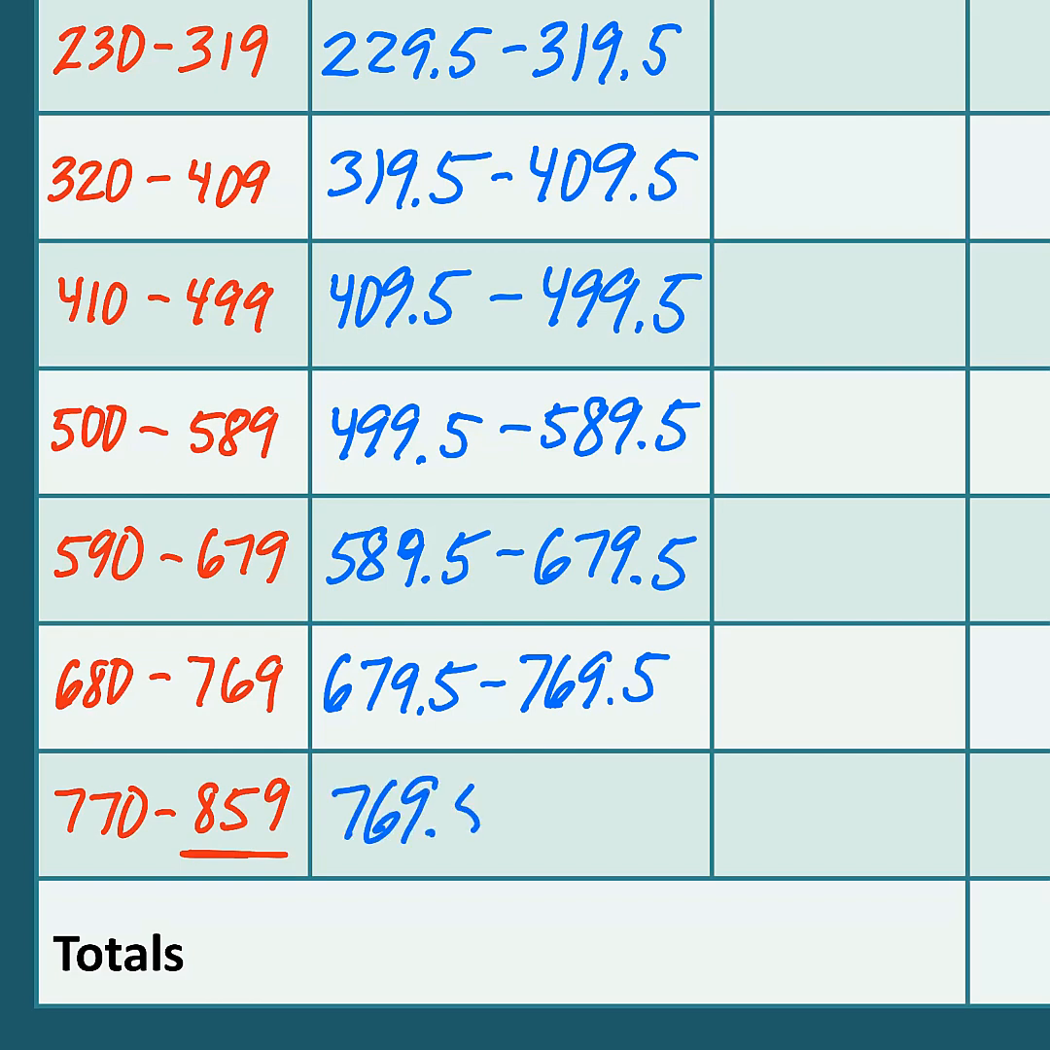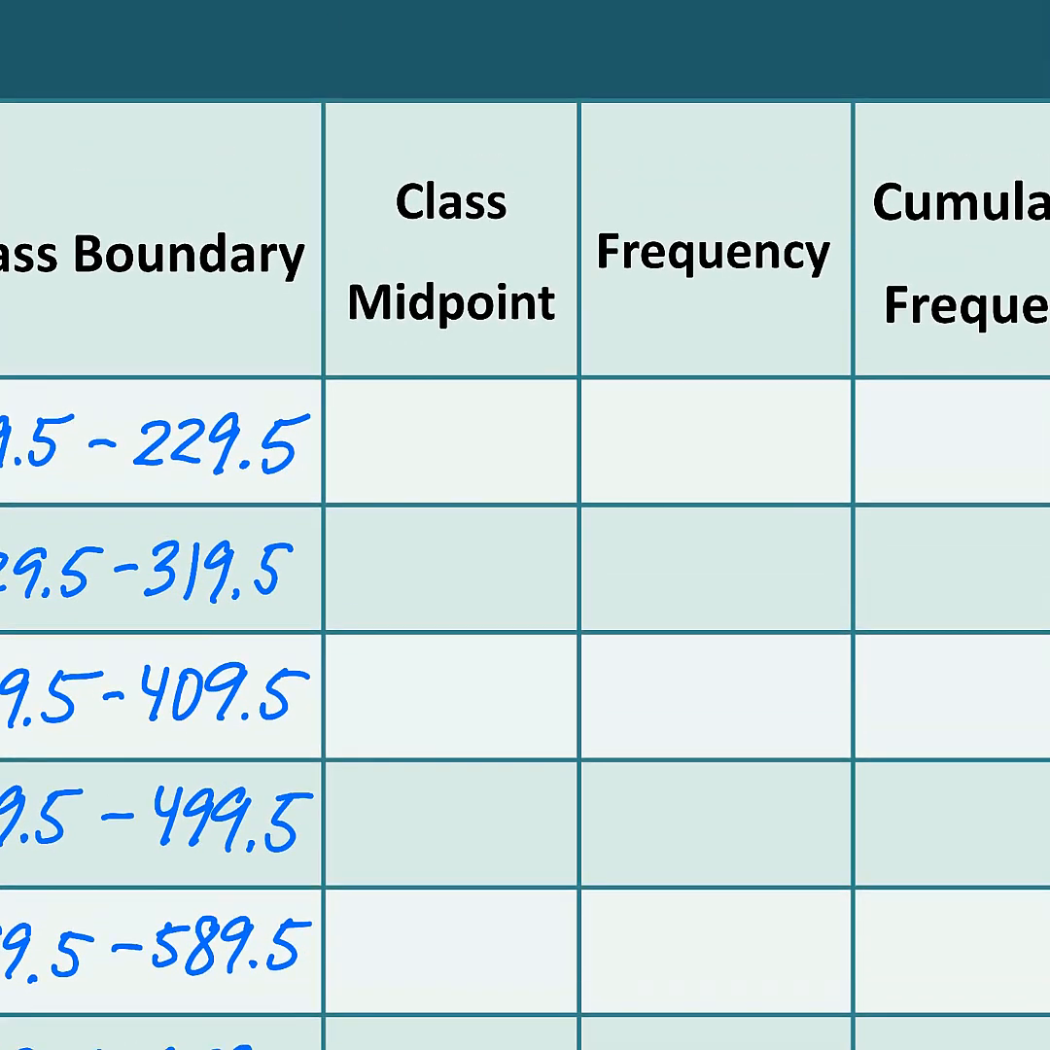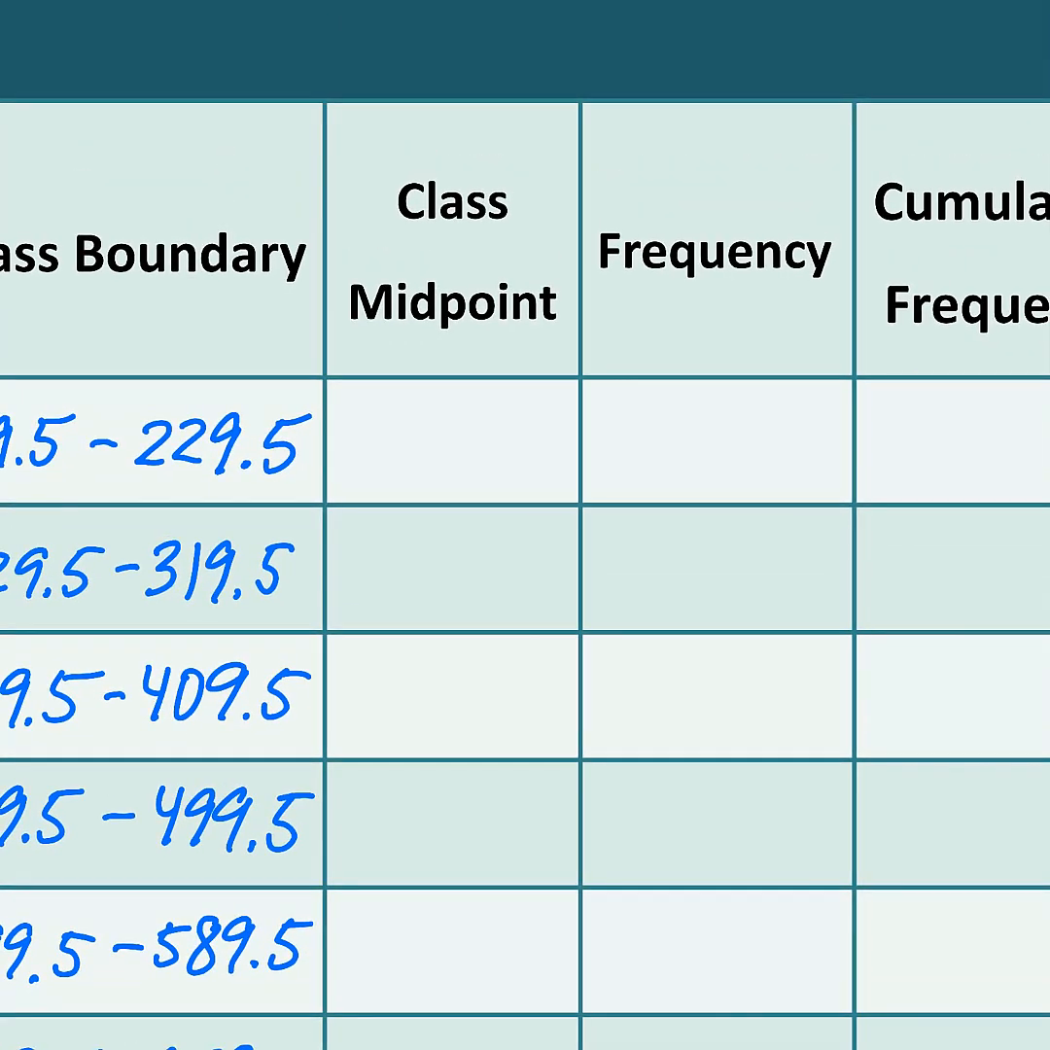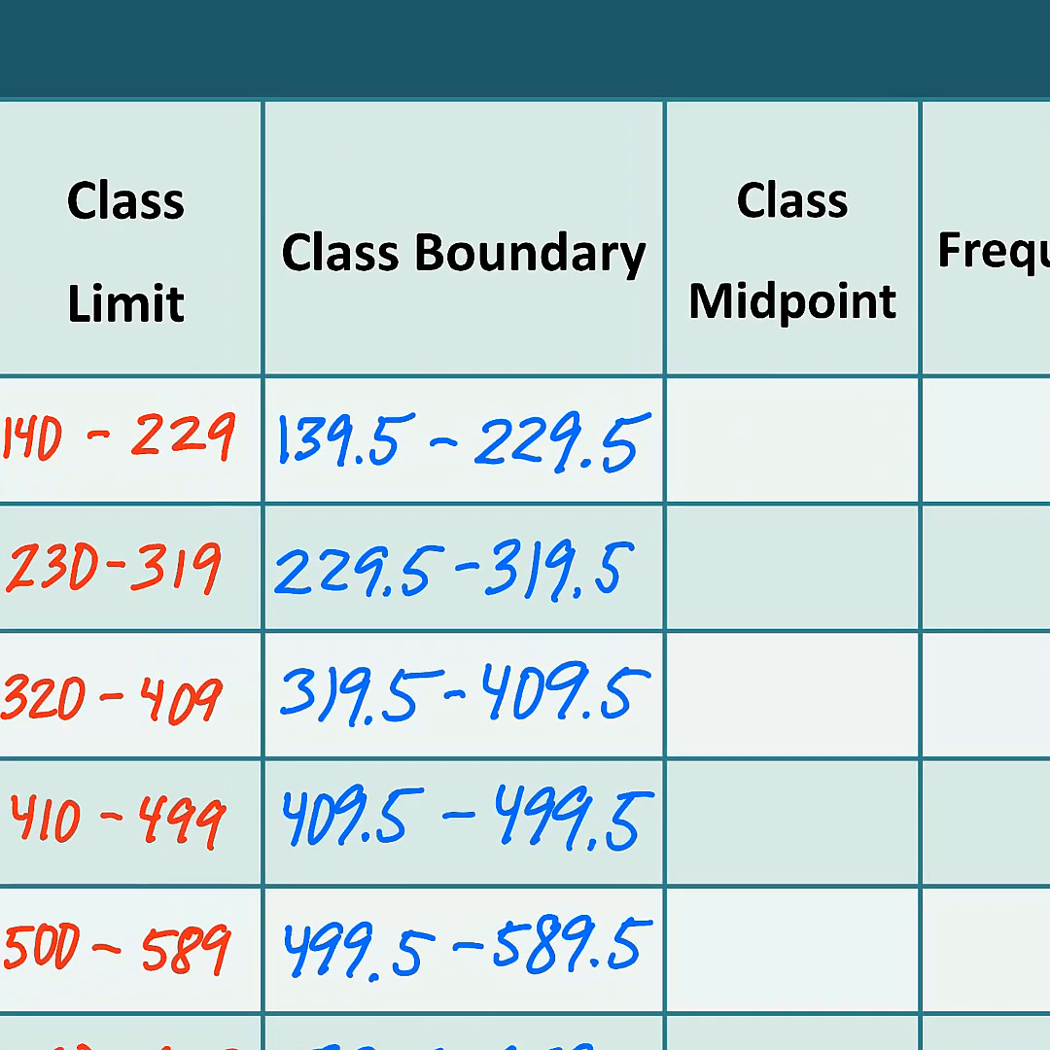As a side note, remember, if our data values were in tenths, we would add 0.05 and subtract 0.05. But hopefully for whole numbers here, it makes sense. For the next category, class midpoint, what we will do here is take the upper limit and the lower limit of each class and divide by 2.